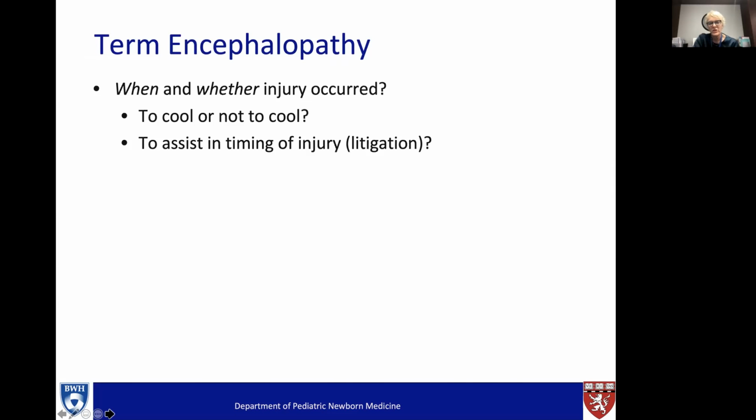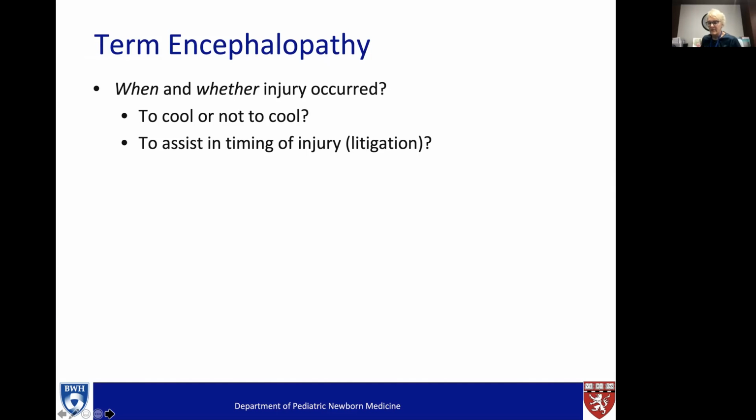So in summary, for term encephalopathy, I think imaging is evolving to be able to tell us when and whether injury occurred. And this may guide us as time goes by in understanding whether to cool or not. For instance, if you had access to an MRI scanner early and you could delineate by imaging in the first 12 hours that an infant had established injury, you may decide that cooling is not likely to be beneficial and instead wish to offer stem cell therapy.